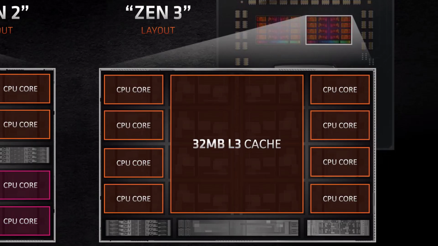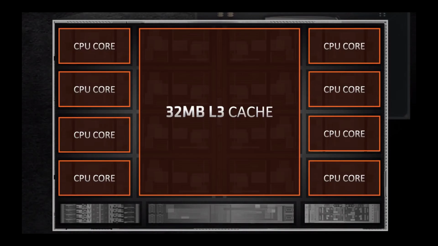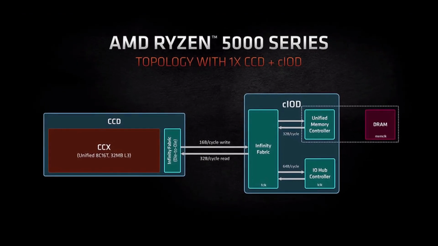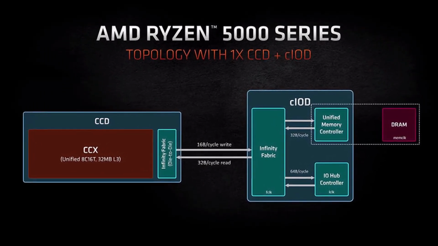On Zen 3, a CCD consists of a single core complex, or CCX, which contains 8 individual cores, each with their L1 and L2 caches. These cores share a large 32 MB L3 cache. On the Ryzen 5 5600X, only 6 cores in the CCX are enabled.